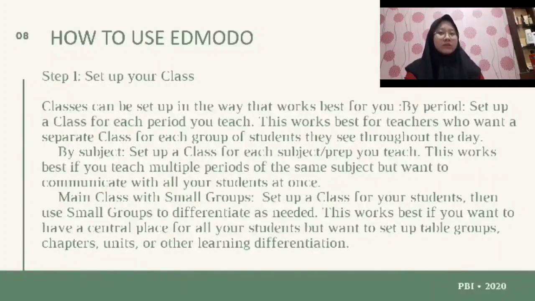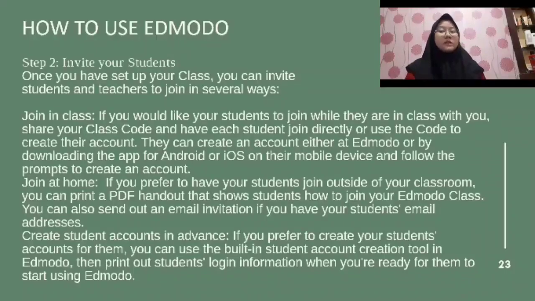This works best if you teach multiple periods of the same subject but want to communicate with all your students at once. 3. Main class with small groups. Set up a class for your students, then use small groups to differentiate as needed. This works best if you want to have a central place for all your students but want to set up table groups, chapters, units, or other learning differentiation.